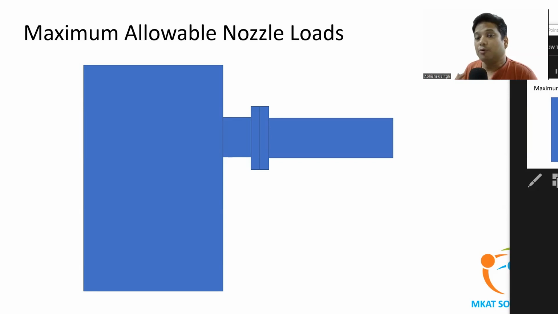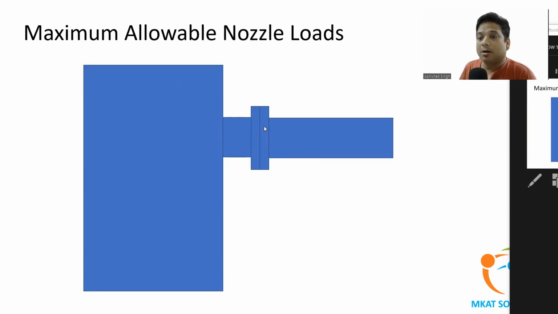The question is how to find the maximum allowable nozzle loads which can be allowed on our vessel. First of all, to understand what is the maximum load which can be allowed, we need to understand how these loads are coming. So let us consider a simple pressure vessel. It's a vertical shell, and a nozzle is connected to the shell, and with that nozzle some piping is connected.